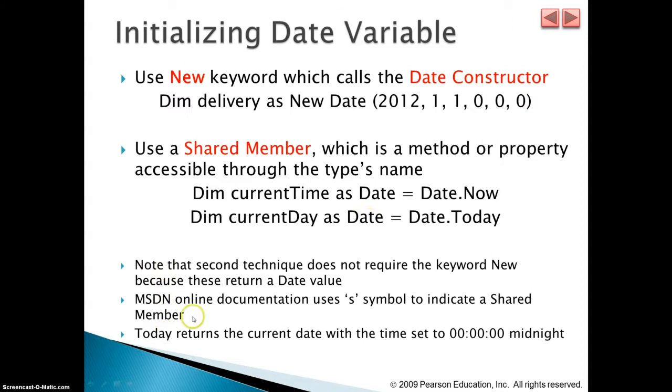And I've got some additional information here, so the main thing here with today is that it returns the current date with the time set to 0. So the focus is not the time, you're just focusing on the day if you use today, whereas now it gets the precise second. In MSDN, if you're looking at their documentation, you'll see a little S symbol to indicate shared members. Just a little aside.